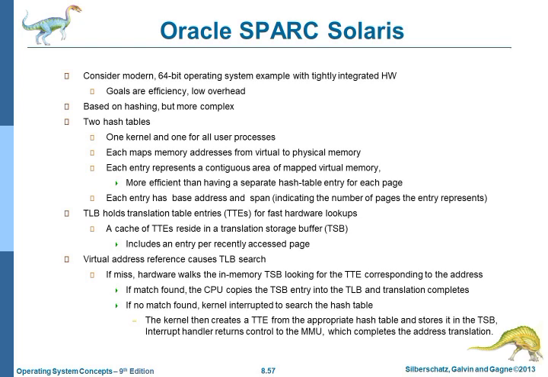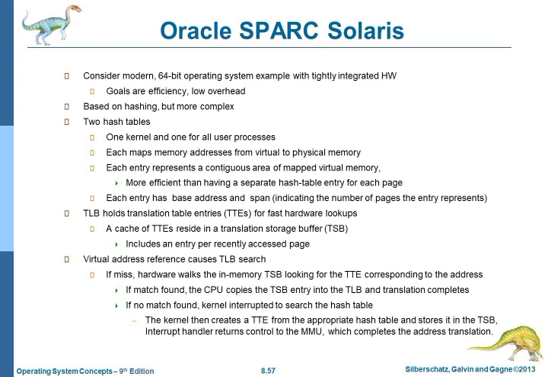Each entry represents a contiguous area of mapped virtual memory, which is more efficient than having a separate hash table entry for each piece. Each entry has a base address and a span indicating the number of pages the entry represents. Third, the TLB holds translation table entries (TTEs) for fast hardware lookup. A cache of TTEs resides in a translation storage buffer (TSB), which includes an entry per recently accessed page.